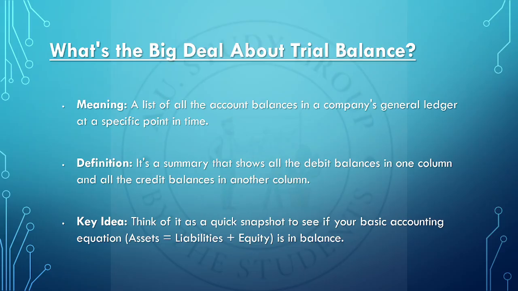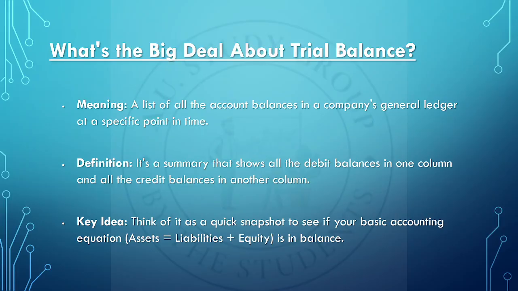Understood? Now, the official definition is that it's a summary showing all the debit balances in one column and all the credit balances in another column. It is very simple. So the trial balance shows all the debit balances in one column and all the credit balances in another column.